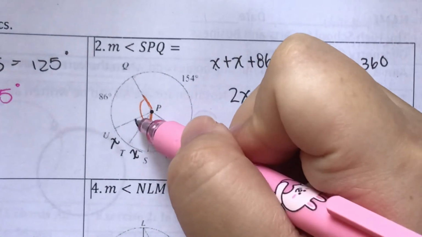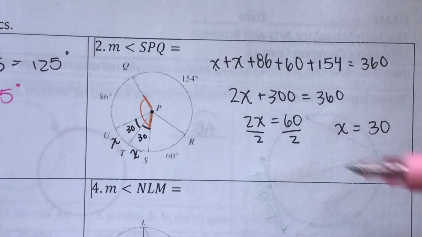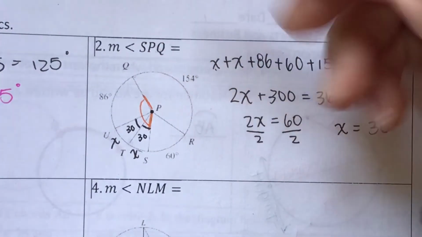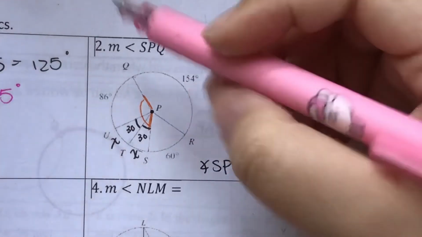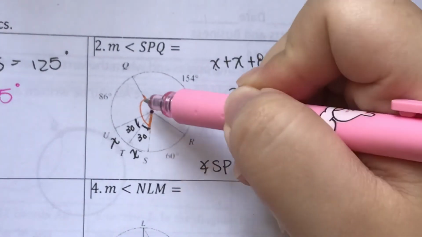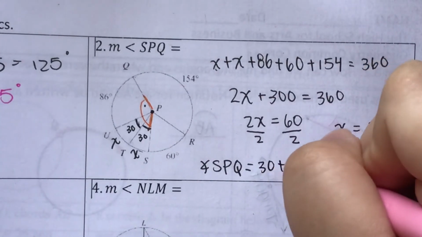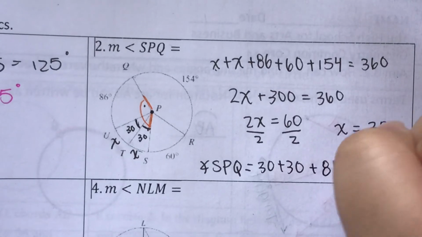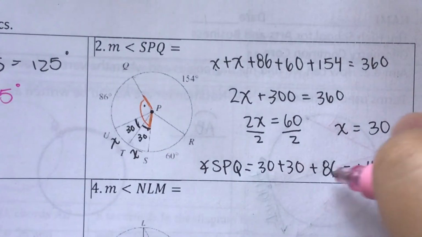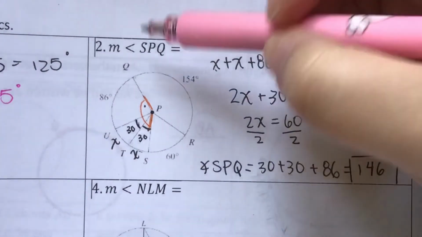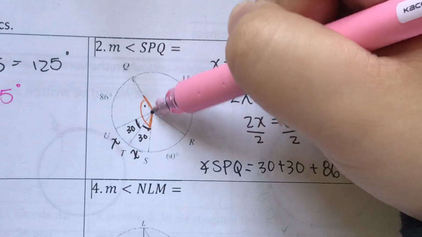So this angle right here is 30. This angle right here is also 30. But I need to find out SPQ. So angle SPQ is equal to 30 plus 30 plus the 86 right here. So 30 plus 30 plus 86 is equal to 146 degrees. Okay, because I'm talking about this entire central angle here.